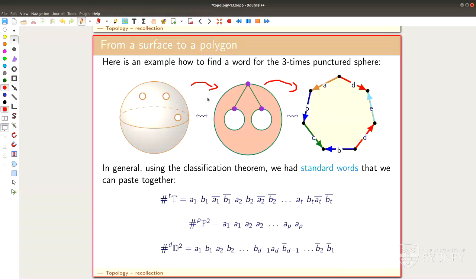So the standard form for the holes is exactly this picture that we did all the time. So just one hole ends up in the outside, and then you have many holes at the inside, and you just connect them like this to one boundary, and you just read off the word that you get from that. In general, we have done the standard words, you just paste them together, and you get a word for the surface.